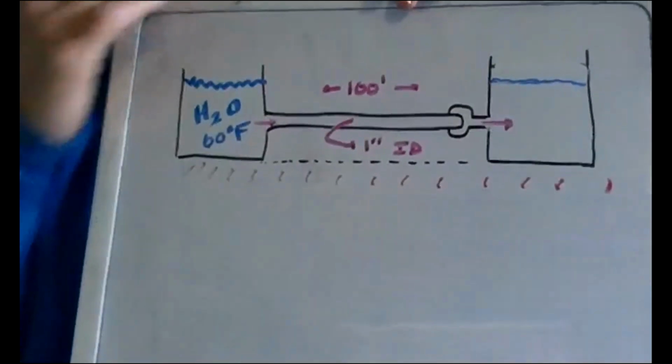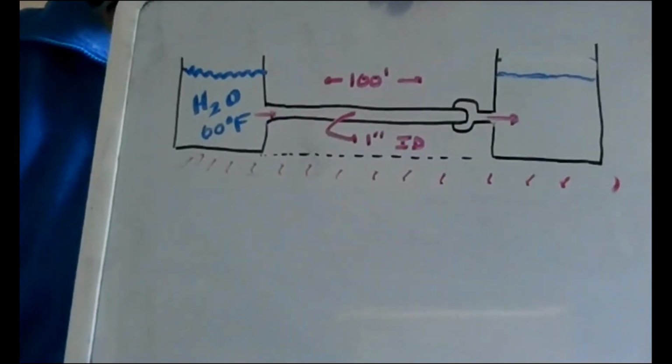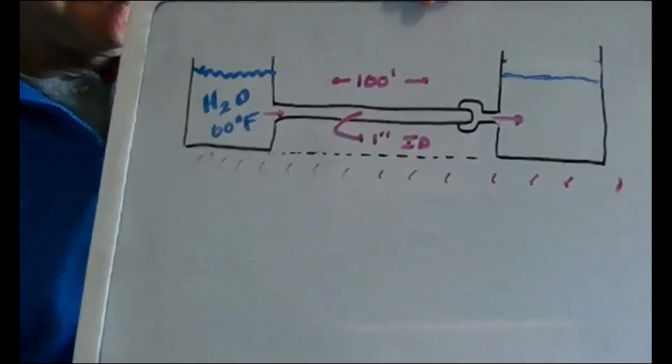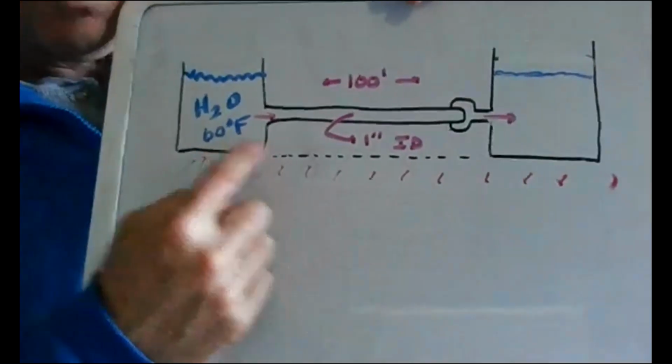Welcome to our 7th video lecture. What we're going to do is get down to a really basic type of calculation that mechanical engineers are responsible for, and that is for sizing a system that can take a fluid from one point to another.